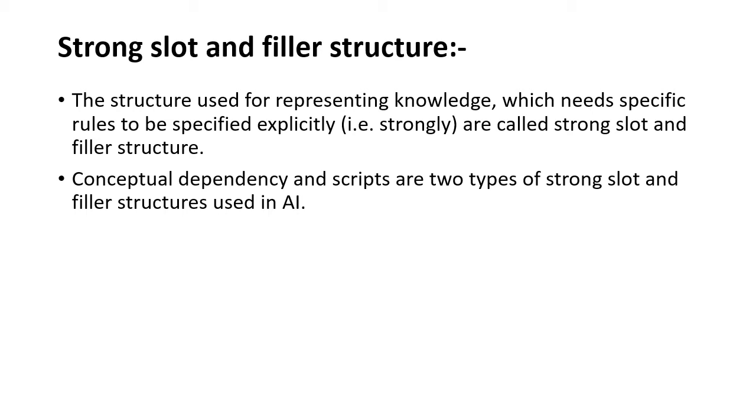The structure used for representing knowledge which needs specific rules to be specified explicitly is called strong slot and filler structure. Conceptual dependency and script are the two types of strong slot and filler structure used in AI. So here we will cover only the weak slot and filler structure in this slide. Strong slot and filler structure, which contains conceptual dependency and script, is not in your syllabus.